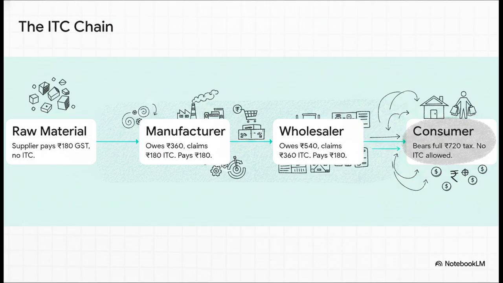Finally, step 4, the product reaches the final consumer. Now the consumer can't claim ITC because they aren't making a business supply. So the ultimate burden of the total 720 rupees of accumulated tax lands entirely on them. It is a brilliantly self-policing chain of value addition.